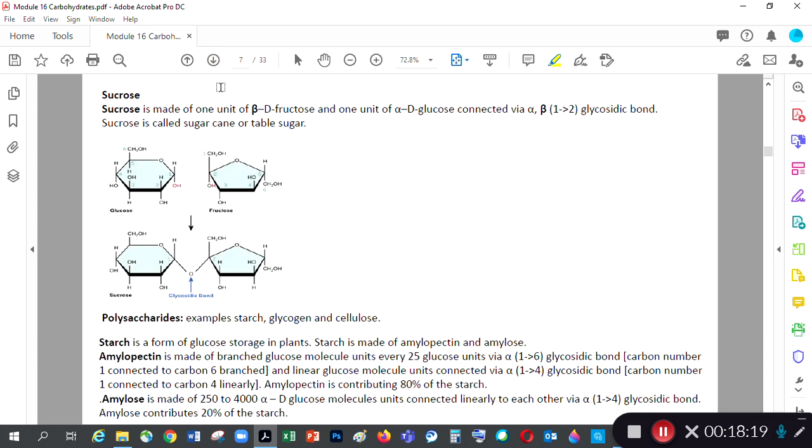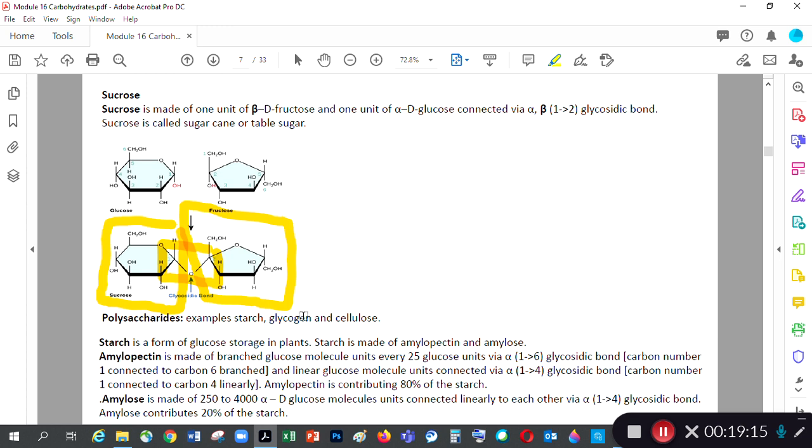Now let's go to the third one, sucrose. This is sucrose. It has the same thing here. Sucrose is made of 1 unit of beta D fructose, which is the 5-member ring, if you recall, and 1 unit of alpha D glucose connected via an alpha beta 1,2 glycosidic bond. Correct? So this one here is glucose, and this is fructose, correct? And they are connected through the beta 1,2 glycosidic bond. If you look at this bond here, this is the 1,2 glycosidic bond. And sucrose is called sugar cane or table sugar, kitchen sugar.